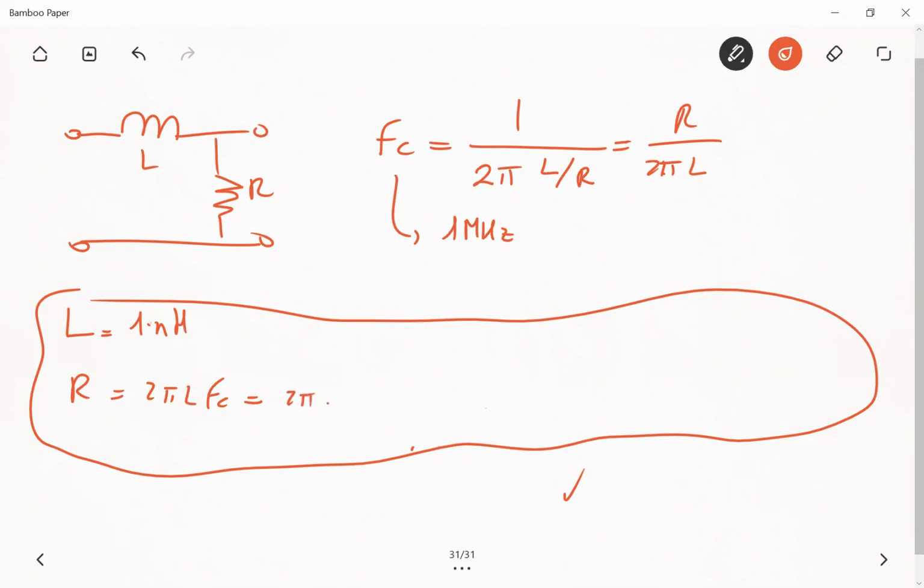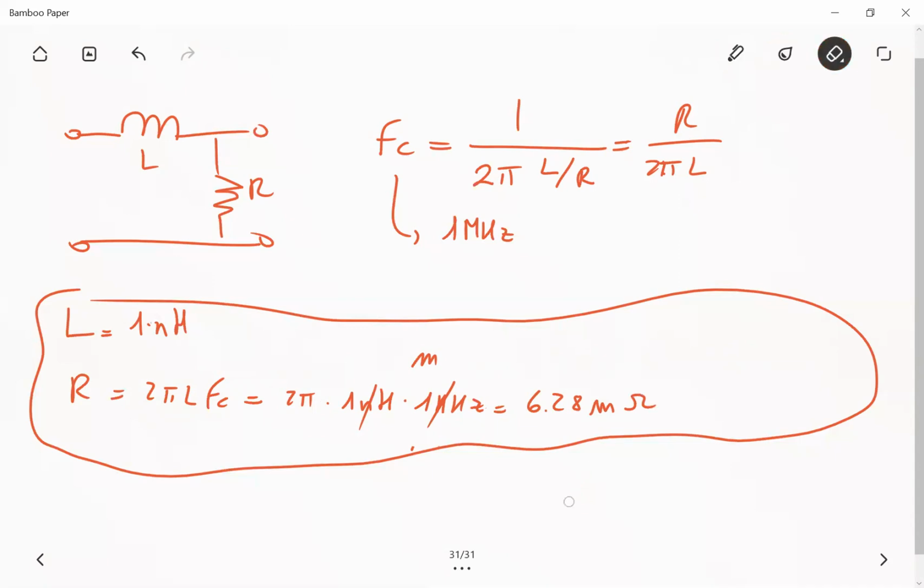So 2 pi times 1 nanohenry multiplied by 1 megahertz. Mega and nano go away, become milli. So it is 6.28 milliohm, which is a very ugly number. I doubt you can find something like that. So then we are going to increase the resistance 100 times, and we are going to reduce the inductance 100 times.